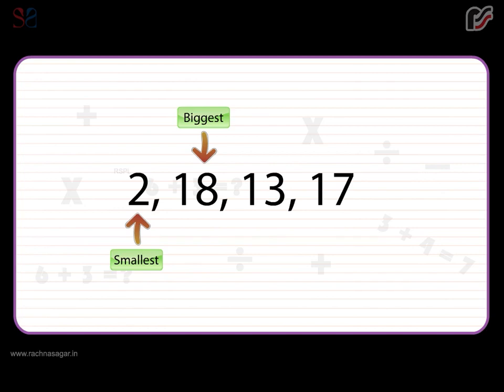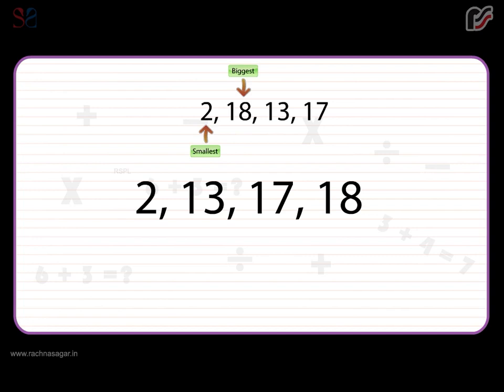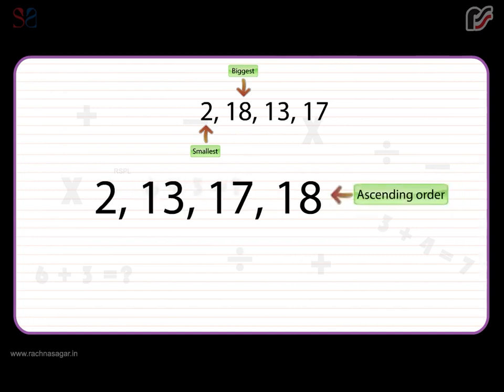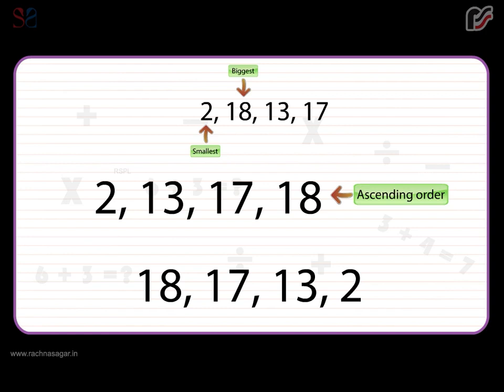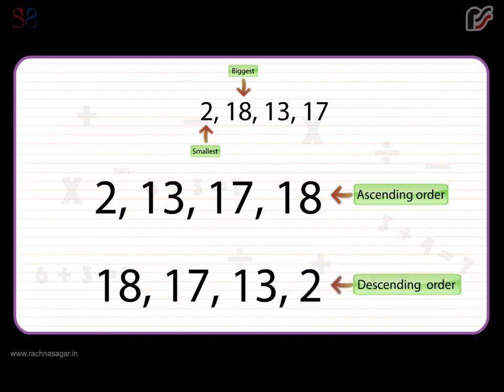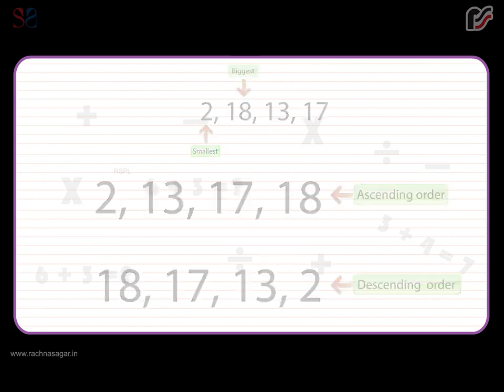We have arranged these numbers here in the following order. 2, 13, 17 and 18. Ascending order. 18, 17, 13, 2. Descending order.